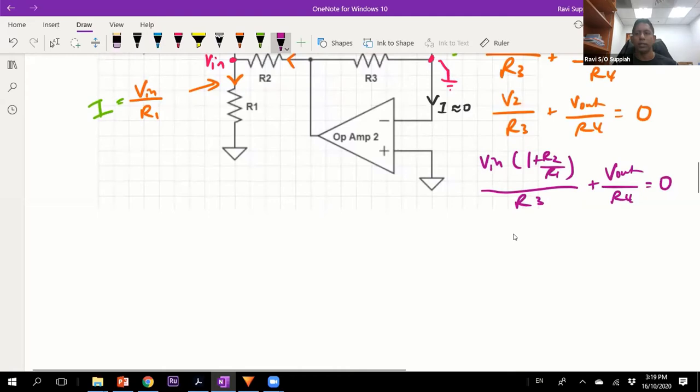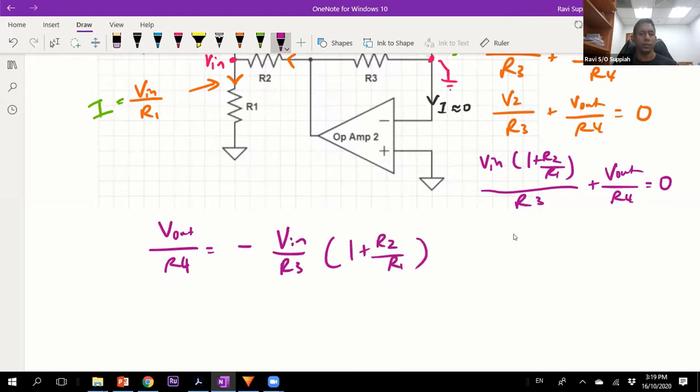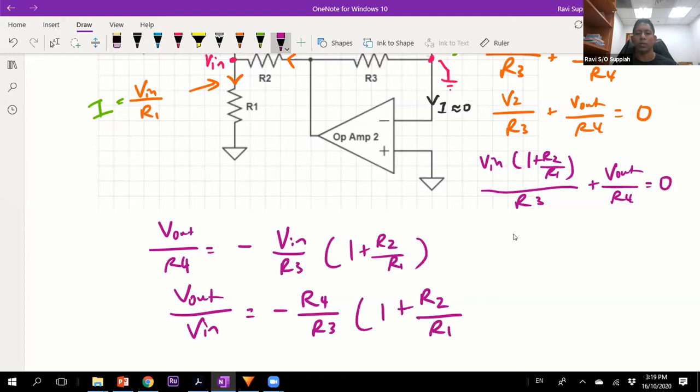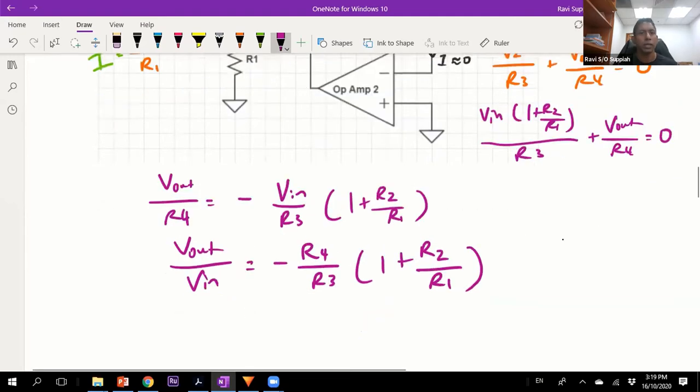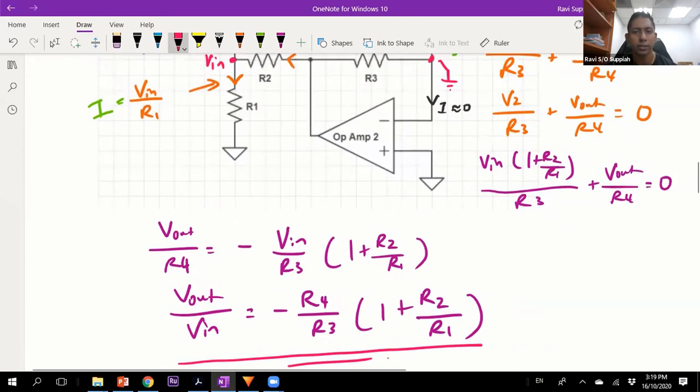Okay. So I can rearrange or move things around. So I can say that if I bring the V out over R4 to the other side, okay, V out over R4 equals to negative V in over R3 multiplied by 1 plus R2 over R1, and then the V in I bring over, so V out over V in is equals to negative R4 over R3 times 1 plus R2 over R1. Okay, so that will be the final expression that relates V out and V in in this circuit.